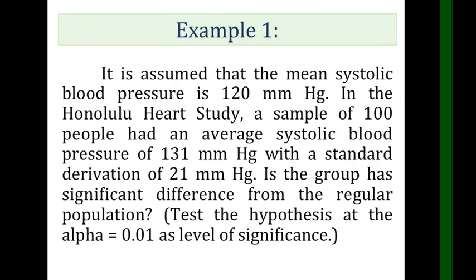Okay, example tayo. It is assumed that the mean systolic blood pressure is 120 mmHg. In the Honolulu Heart Study, a sample of 100 people had an average systolic blood pressure of 131 mmHg, with a standard deviation of 21 mmHg. Is this group significantly different from the regular population? Test the hypothesis at the alpha equals 0.01 level of significance.